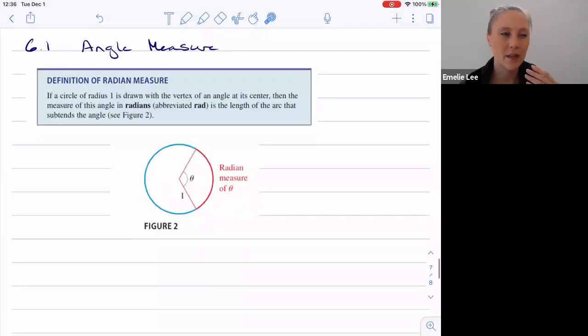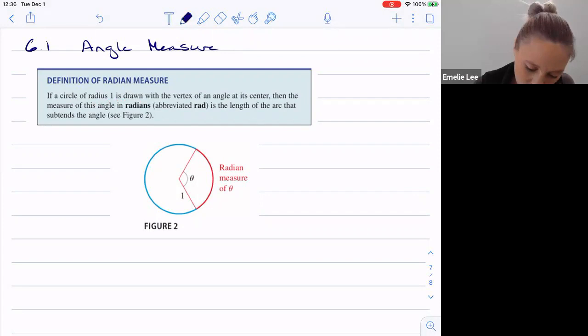So if we're talking about a unit circle, a circle of radius 1 drawn with a vertex at its center, that's very much like what we've been doing, right? We have been going like this to draw our unit circle. It's the same. Then the measure of this angle in radians is the length of the arc that subtends the angle.